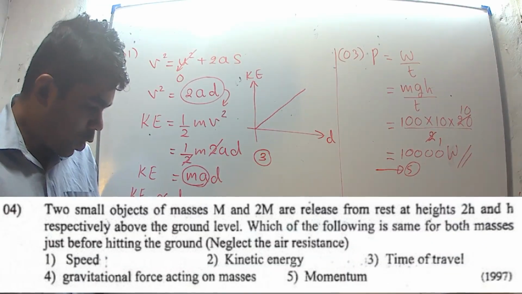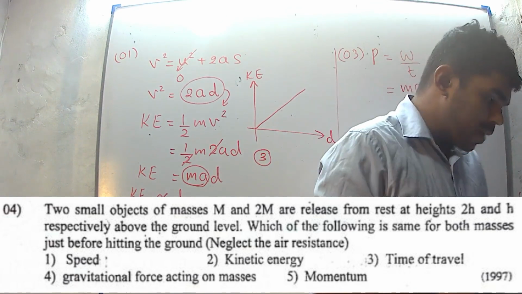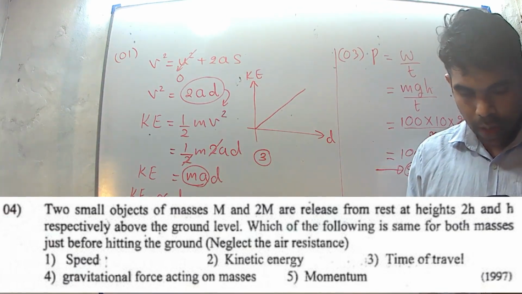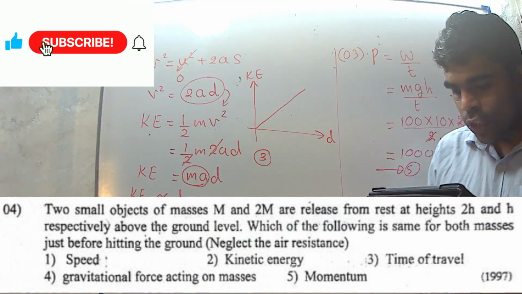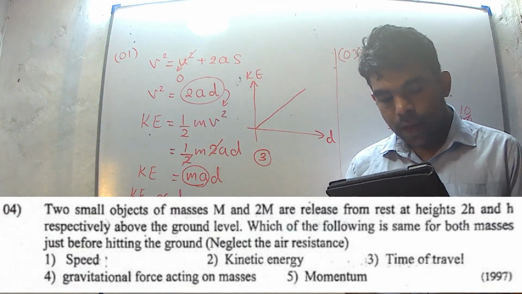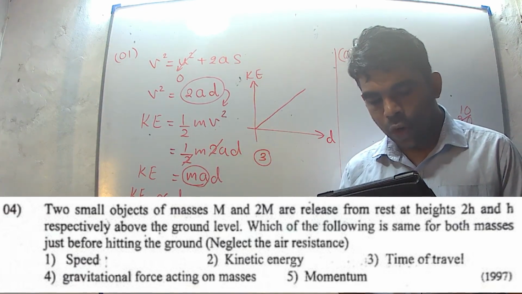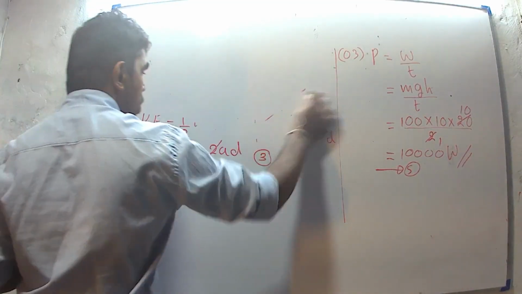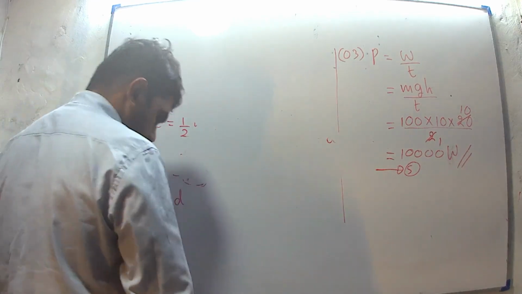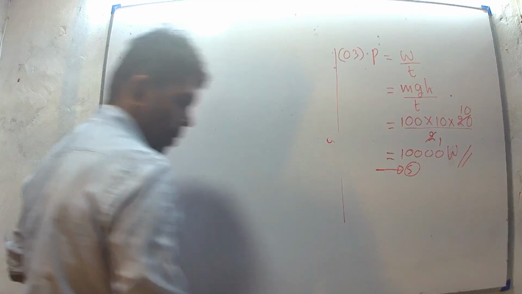Then question number 4. Two small objects of masses m and 2m are released from rest at heights 2h and h respectively above the ground level. Which of the following is the same for both masses just before hitting the ground? Neglect air resistance. They have given speed, kinetic energy, time of travel, gravitational force acting on masses, momentum. There are different masses, m and 2m, and the masses are released from different heights.